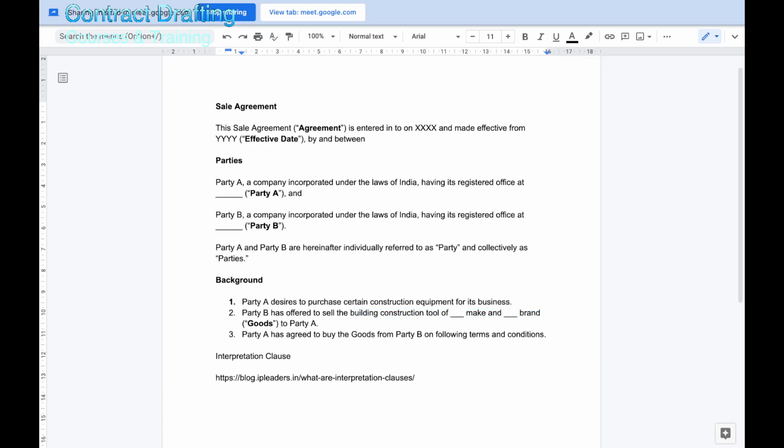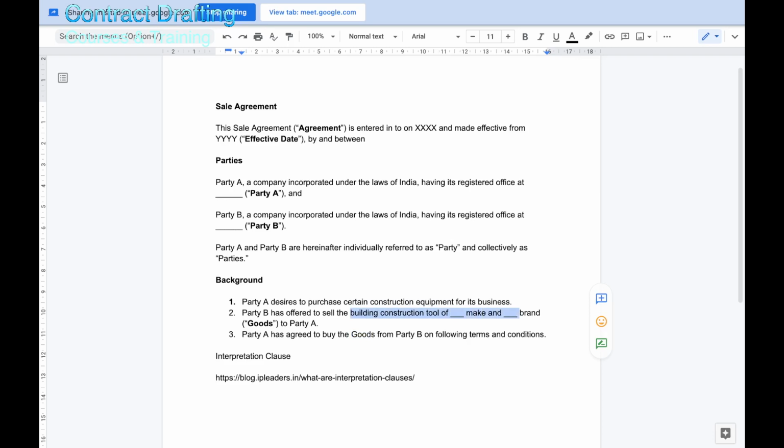Now let's say in the scope section we say that the goods have to be delivered at so and so place, or by this date, or the goods should be of so and so specification, or of so and so weight. So in all those things, we are only saying goods, which will always mean building construction tools of so and so make and so brand. Writing a lengthy sentence like this is difficult if we are using it multiple times.